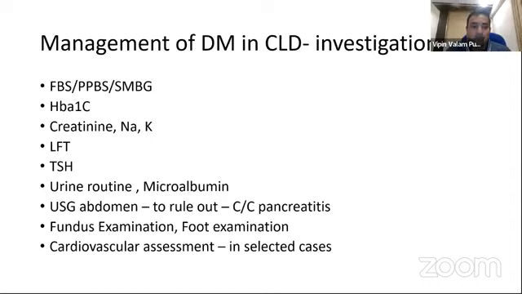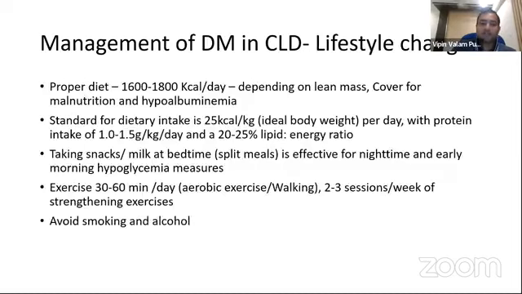of OHAs. Then electrolytes, LFT and INR definitely, thyroid function, urine routine, microalbumin, ultrasound abdomen to rule out chronic pancreatitis, because some of the patients with chronic liver disease may be having an underlying chronic pancreatitis, and we may be wrongly treating them as type 2 diabetes mellitus. Fundus examination, foot examination, cardiovascular assessment in selected cases. These are the important things that, in routine practice, you should have at least once in a year for a patient with type 2 diabetes mellitus and liver disease.